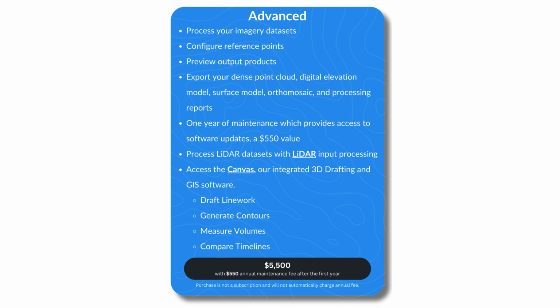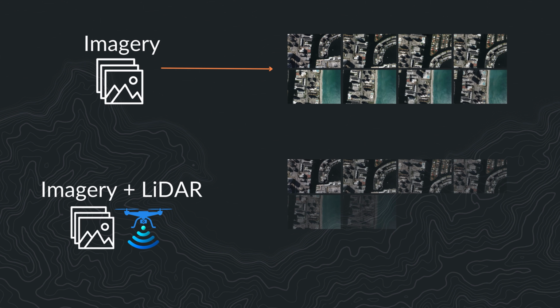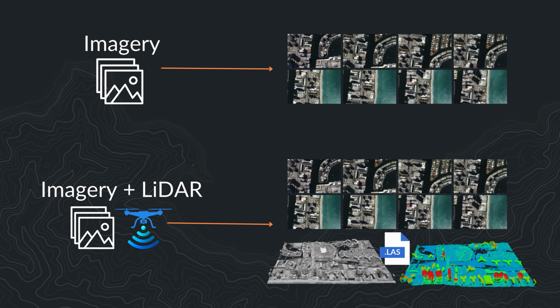For those who need additional features and advanced capabilities, we offer the Advanced package. The Advanced package is available for $5,500 and includes everything in the Basic package, along with some powerful extras for more complex projects. This package allows you to process imagery datasets alone or LiDAR plus imagery datasets, providing expanded options for detailed analysis and modeling, and access to the Canvas, our integrated workspace for data visualization, analysis, and export.